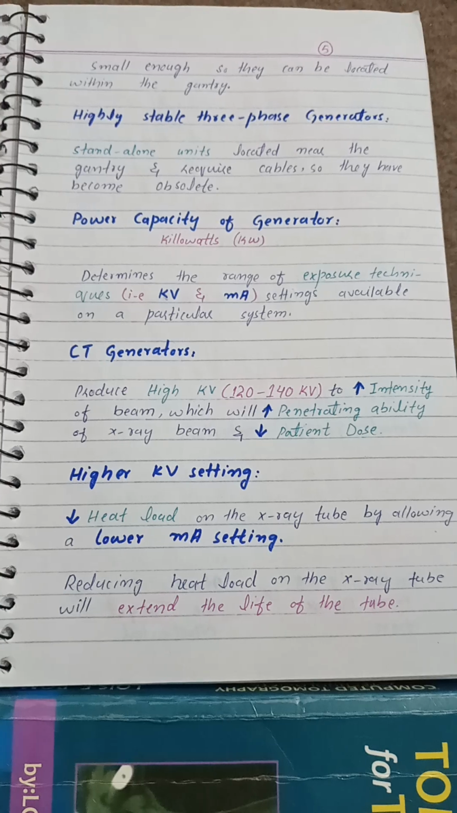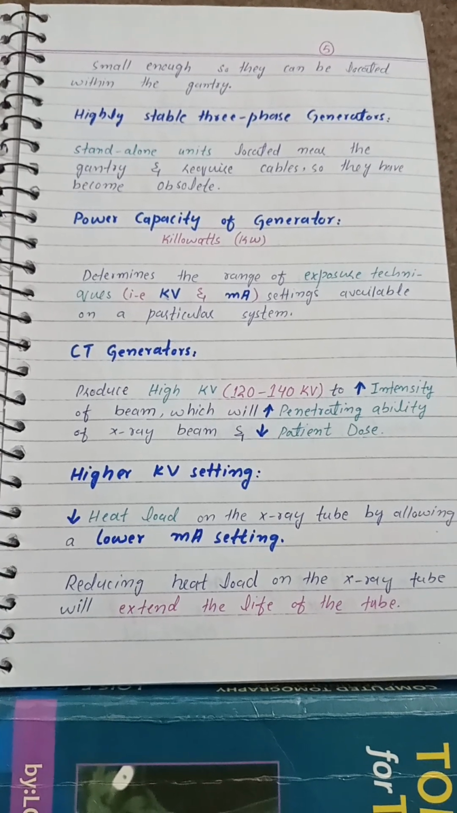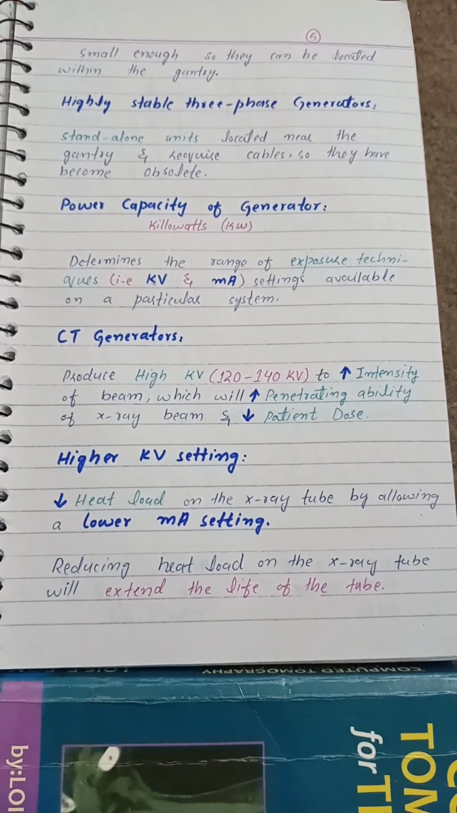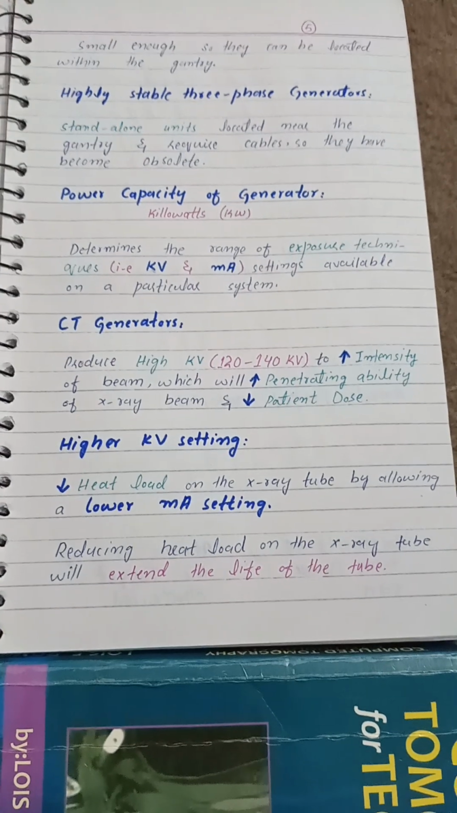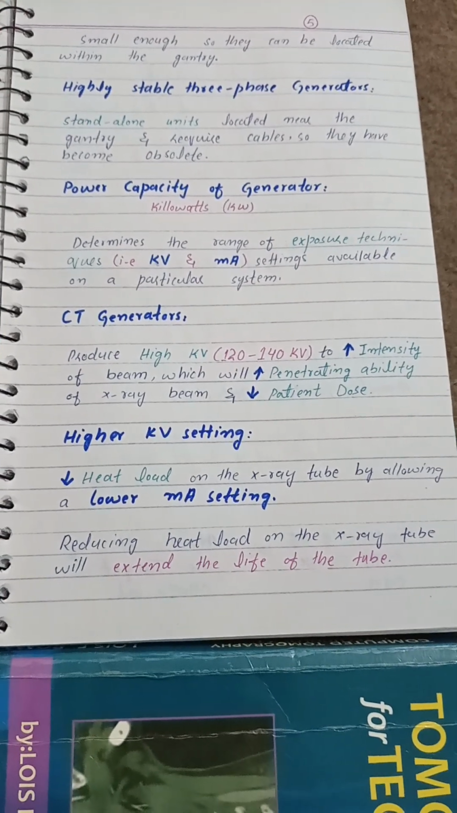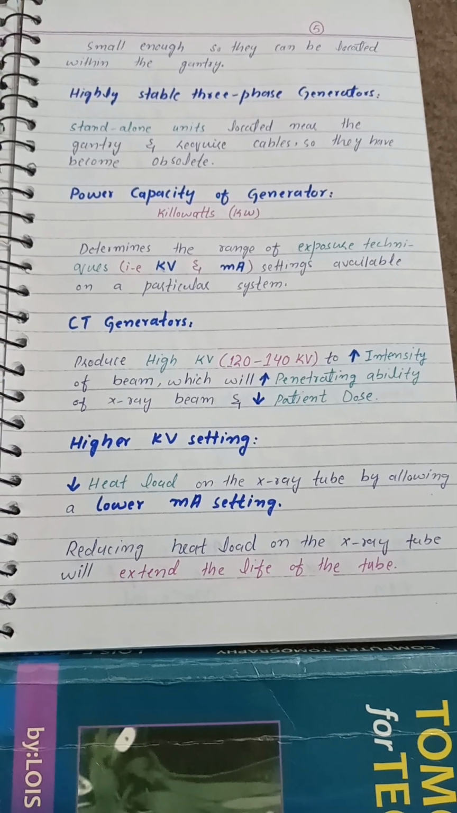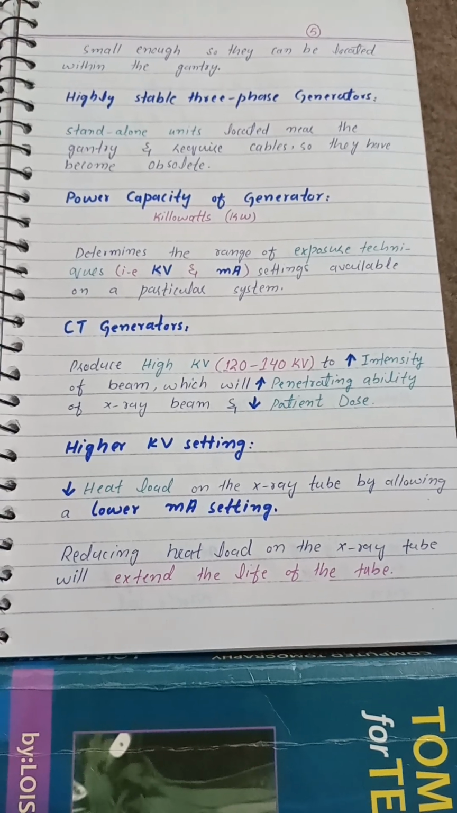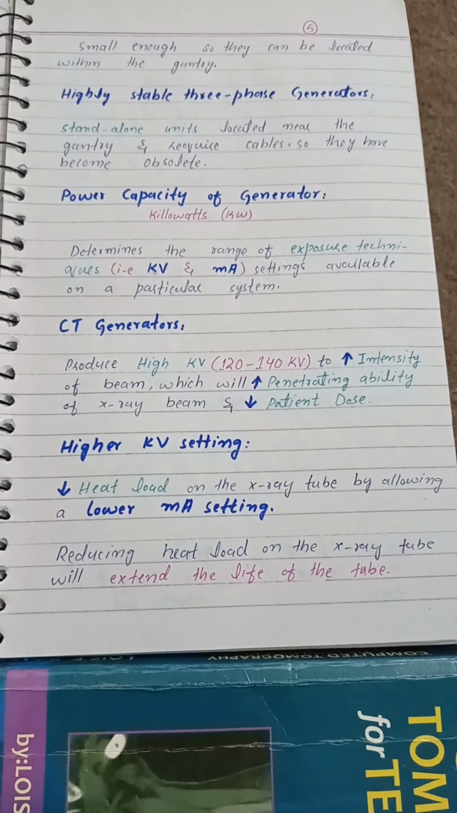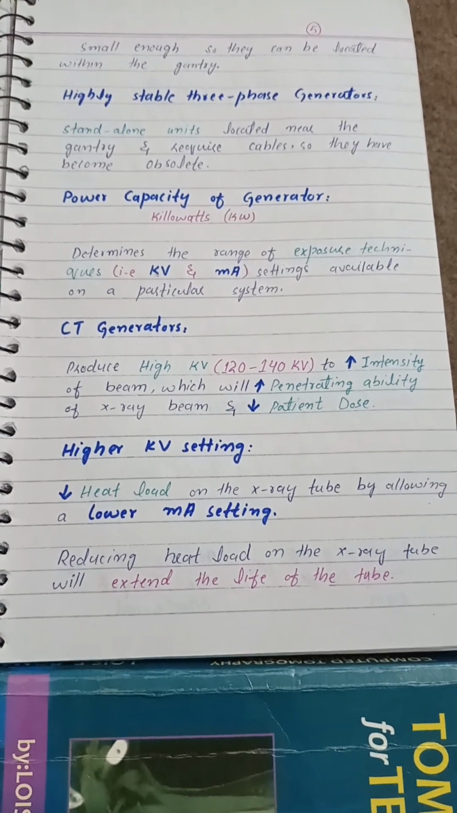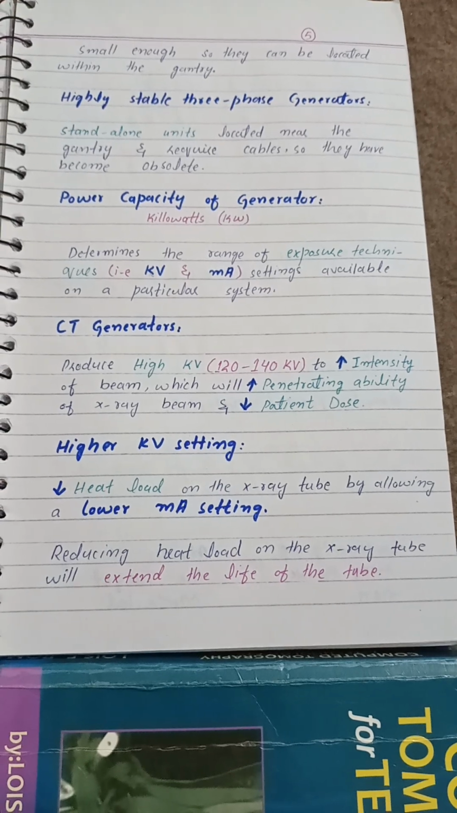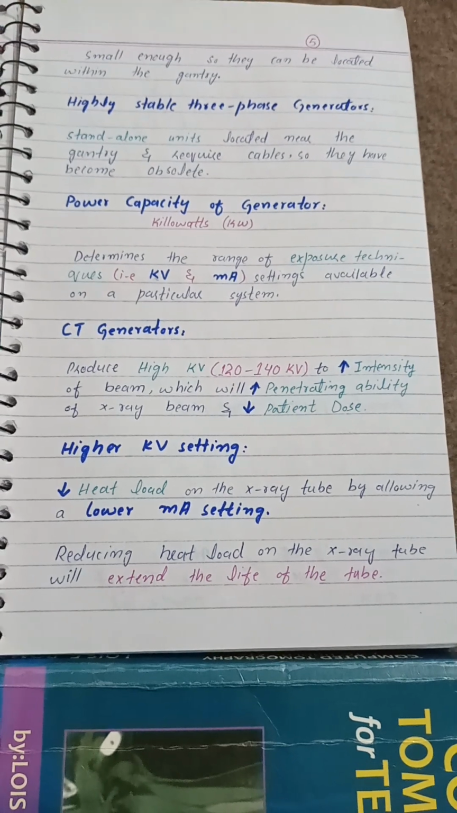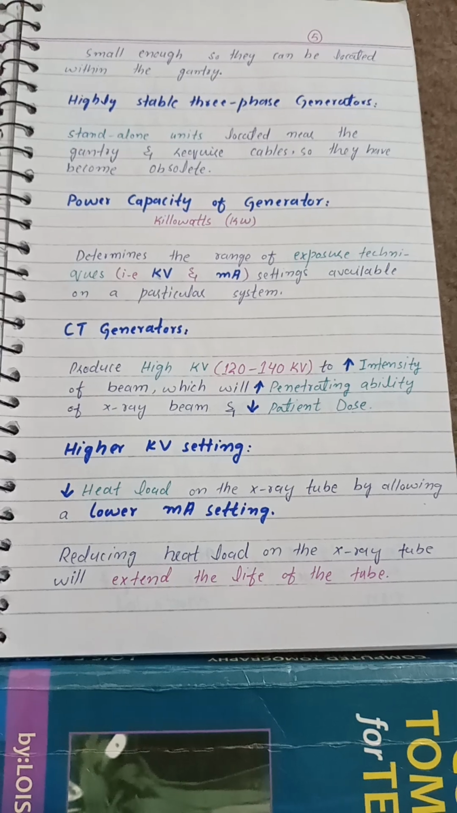The power capacity of the generator, in kilowatts, determines the range of exposure technique settings, that is kV and mA, available on a particular system. CT generators produce high kV, 120 to 140 kV, to increase the intensity of the beam, which will increase the penetrating ability of the X-ray beam and decrease patient dose. A higher kV setting decreases heat load on the X-ray tube by allowing a lower mA setting. Reducing heat load on the X-ray tube will extend the life of the tube.